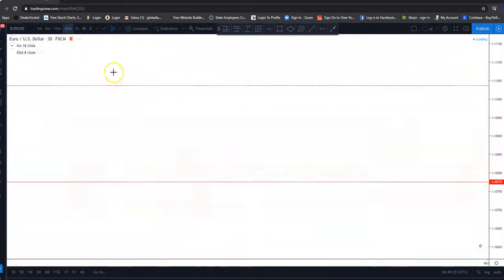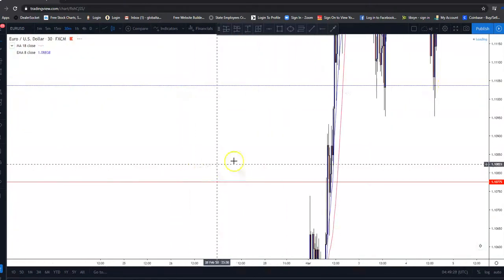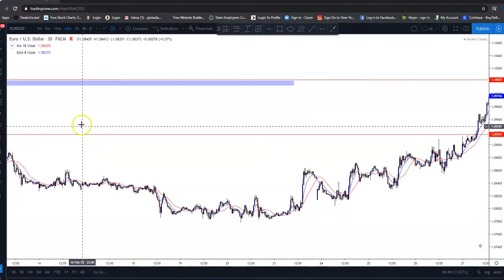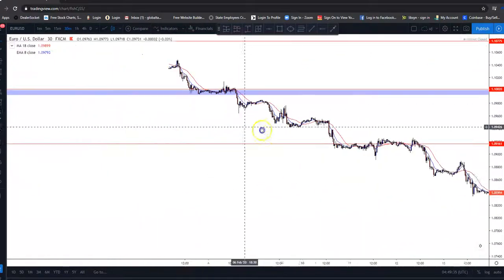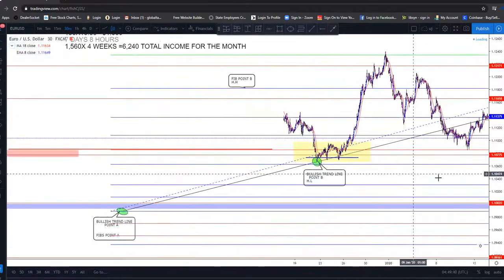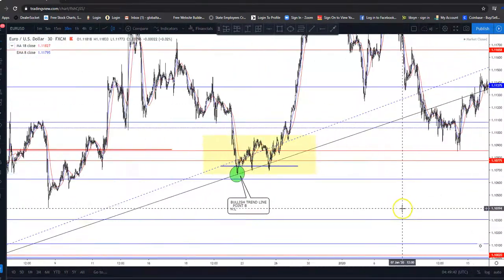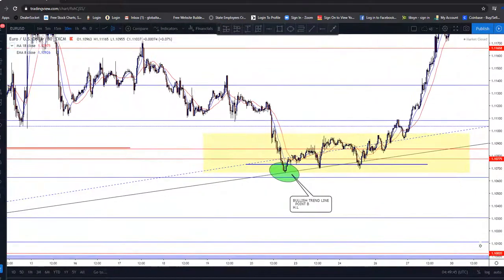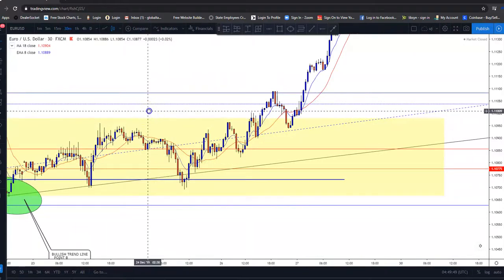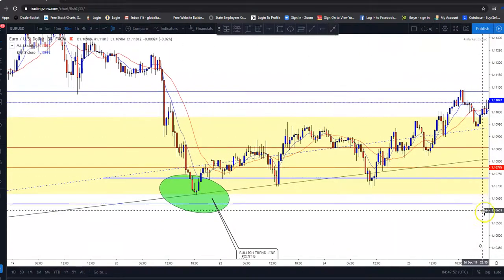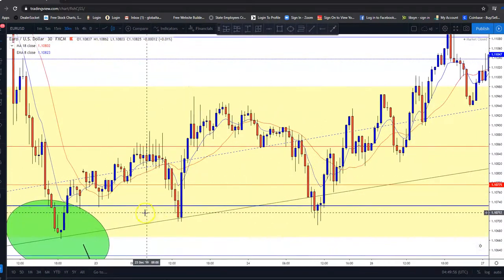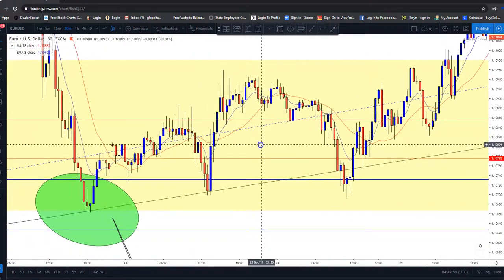So let's zoom in a little bit more, and let's go down to the 30-minute time frame. It's going to be a little bit back here. Probably have to go a lot farther back. There we go. Boom. Zoom in a little bit again. As you can see, what I'm looking for is a bullish engulfing.